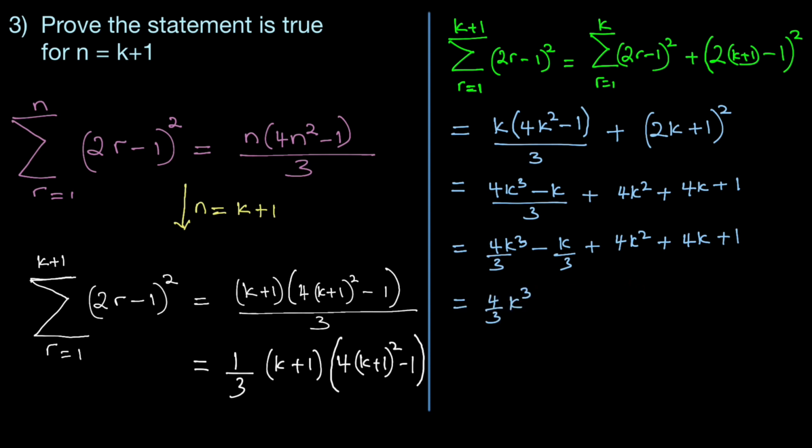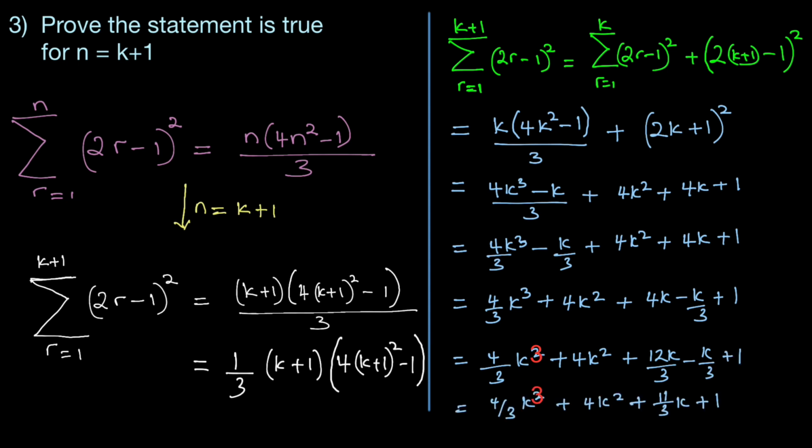Now I need to simplify again. 4 over 3 k cubed plus 4k squared, collecting like terms now, arranging in decreasing power, plus 4k minus k over 3 plus 1. Now I need to multiply this because this is 4k over 1. So if I times that by 3, I need to times that by 3 to make its common denominator because they have the same power of k. 4 over 3 k cubed plus 4k squared plus I'm getting 12k over 3 minus k over 3 plus 1. And that would be equal to 4 over 3 k cubed plus 4k squared plus 11 over 3 k plus 1.